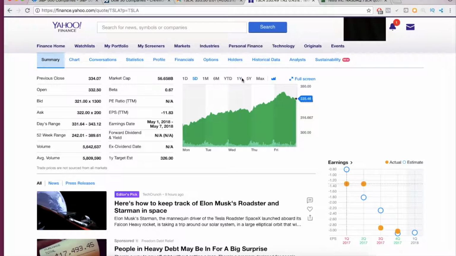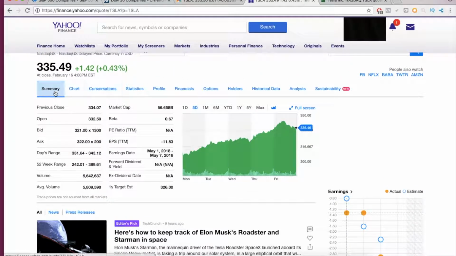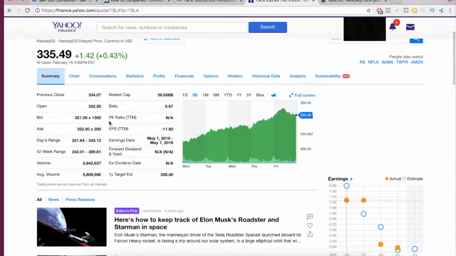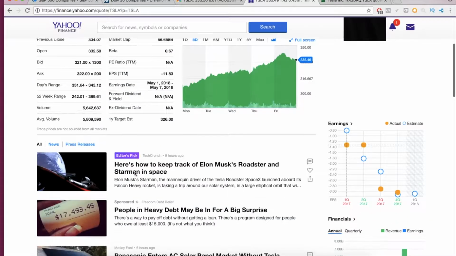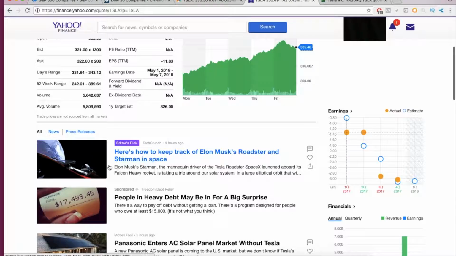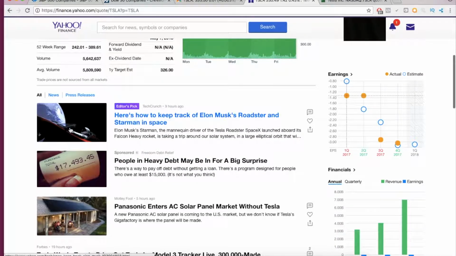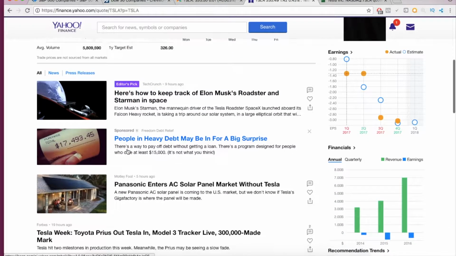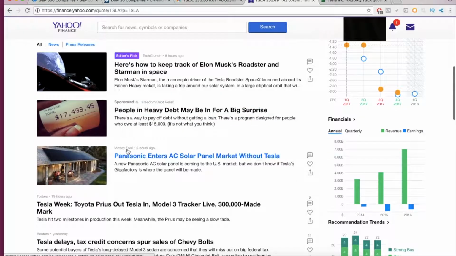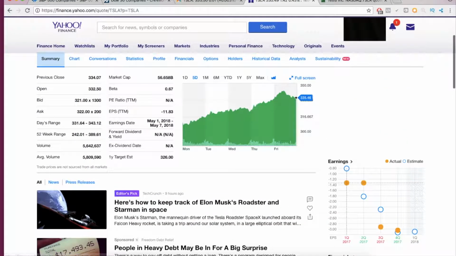But that's more of a technical analysis, which I'm going to cover further in another video. For today, it's just basically how to search the news and what actually impacts the company. So then you see here an announcement: Elon Musk, Roadster, and Starman in space, recently announced that they're going to create a Tesla that's going to be able to take you out to space. I don't know much about the details, but that's something that's definitely worth looking into.